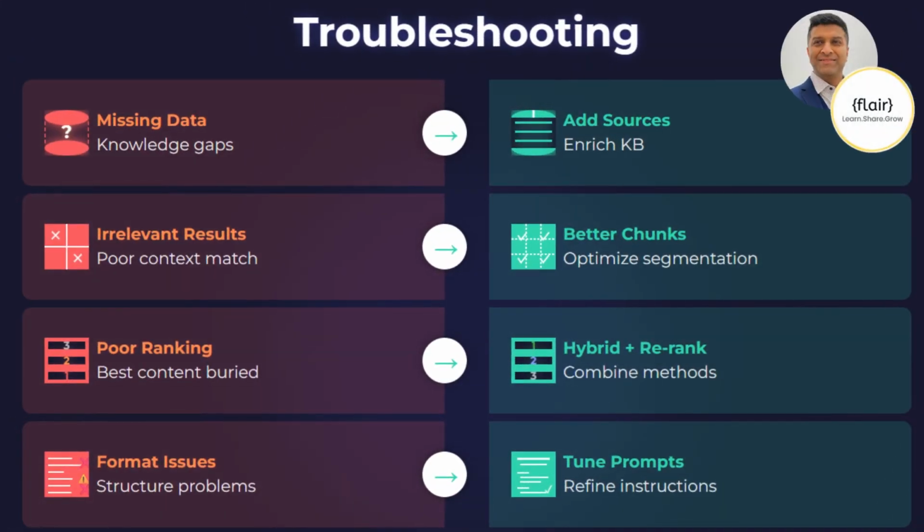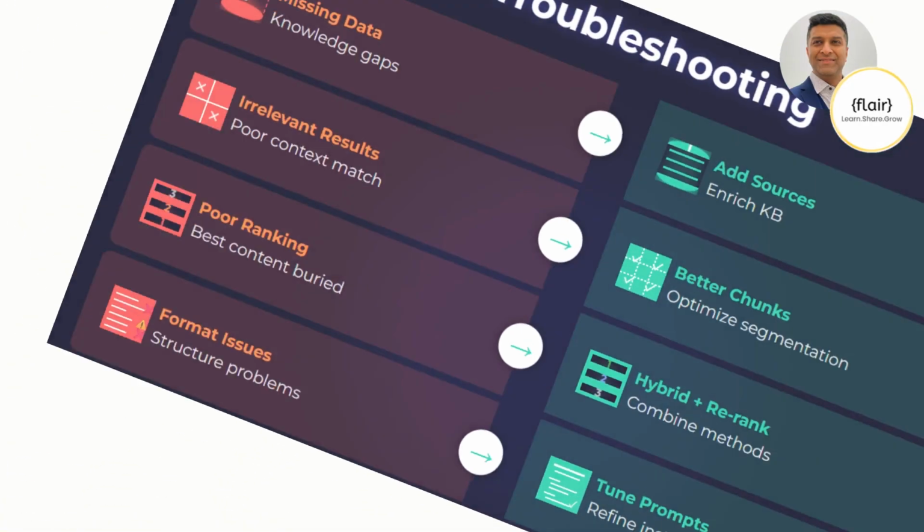Even with all these, issues can still appear. Missing content is the most common problem. If the answer doesn't exist in the knowledge base, the model can't retrieve it. You may also see irrelevant chunks, poor ranking, or formatting mismatches. But each of these has a solution. Improve chunking, adjust overlap sizes, enrich your data sources, or refine prompts and retrieval rules.